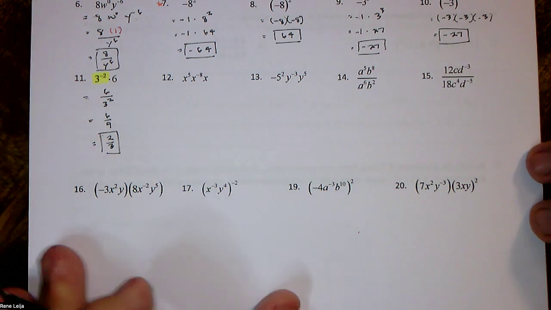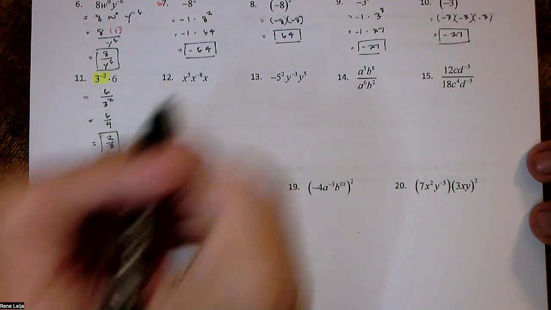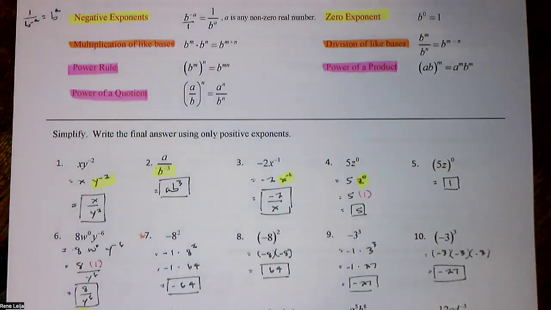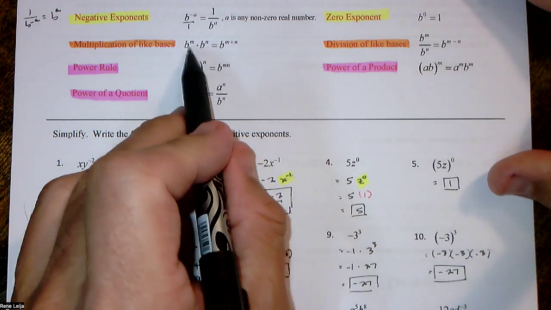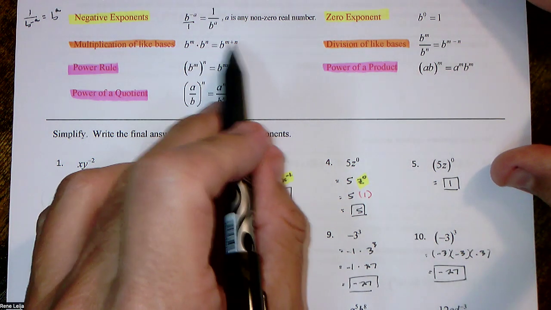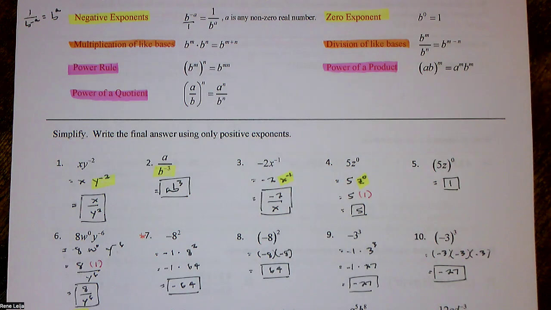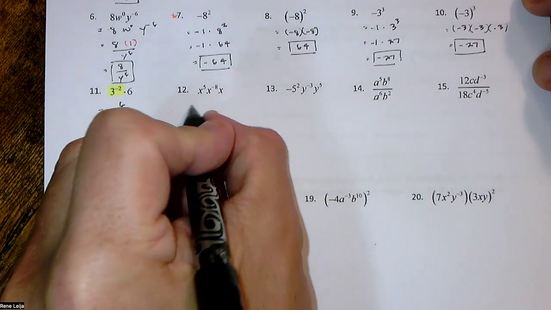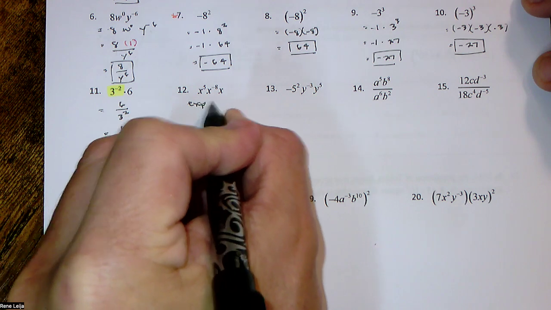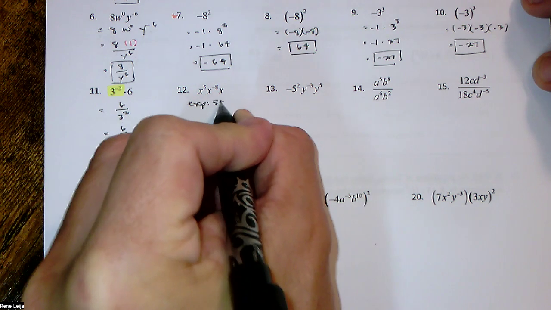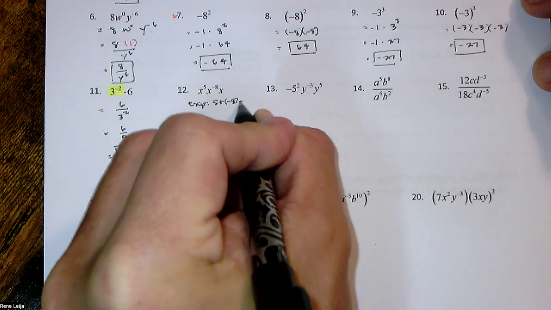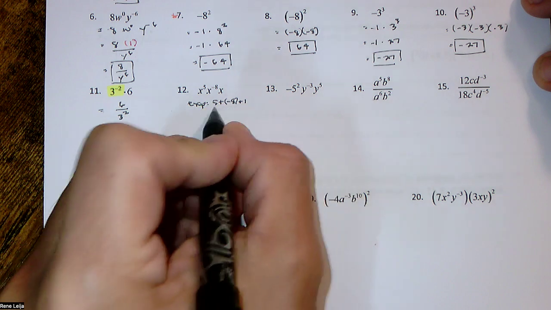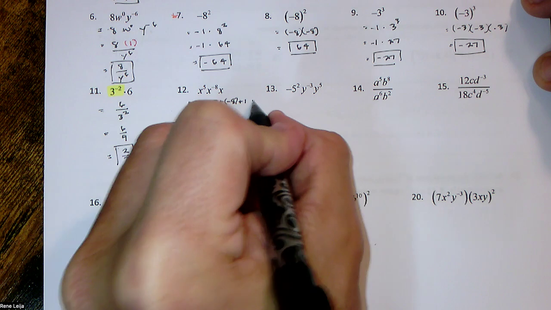Okay? All right. Now for number 12, this is where we get into multiplying like bases. So when your base is the same and you're multiplying, then you add your exponents. So here's what we're going to do. I'm just going to take my exponents, and we have 5 plus a -8 plus a 1, and that's going to give us -3 plus 1, that's -2.